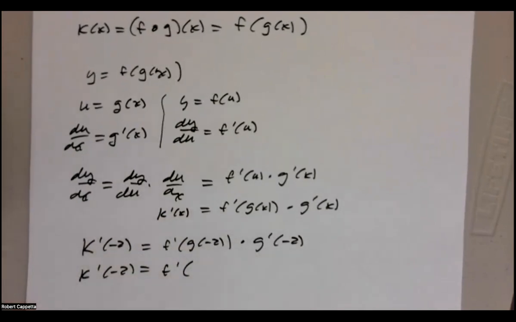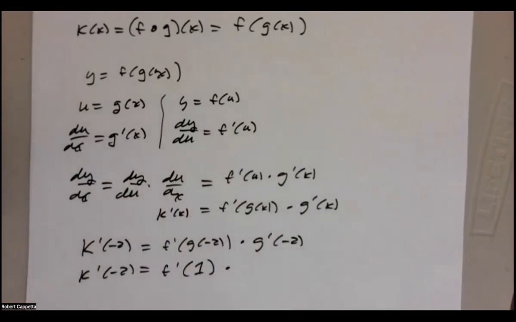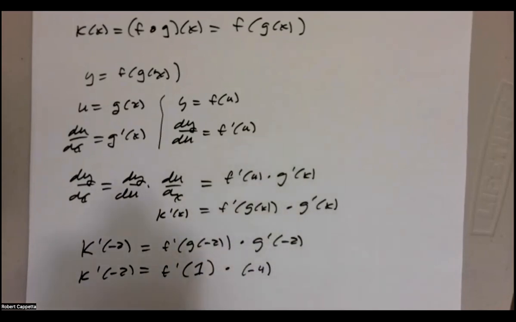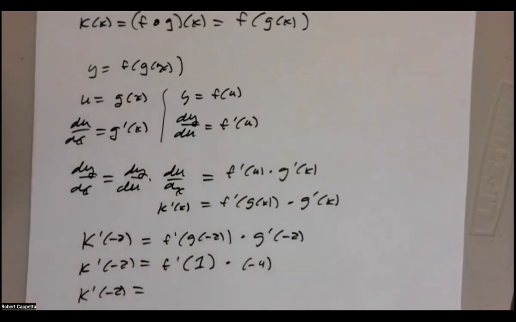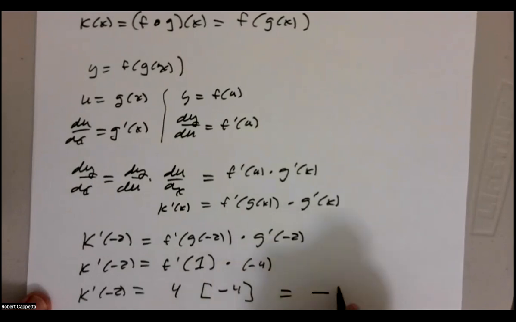What is g of negative 2? Looking at my table here, g of negative 2 is 1, times g prime of negative 2. What is g prime of negative 2? It looks like g prime of negative 2 is negative 4. Now, what is f prime of 1? F prime of 1 looks like it's 4. So 4 times negative 4, which will give me a value of negative 16.